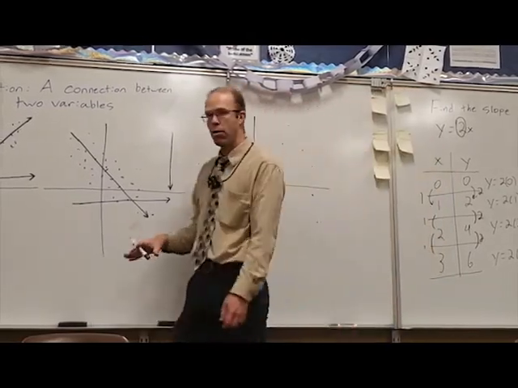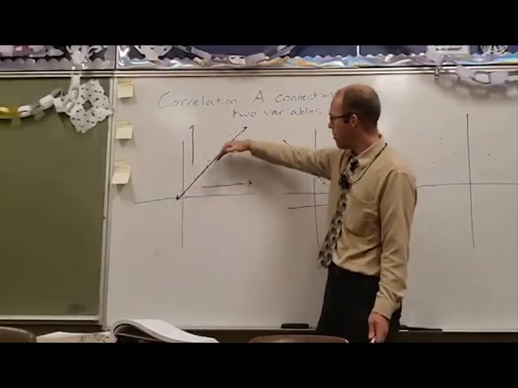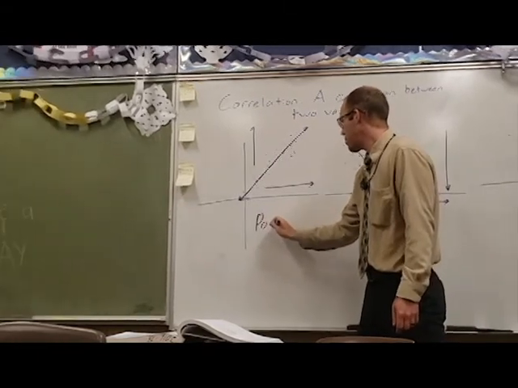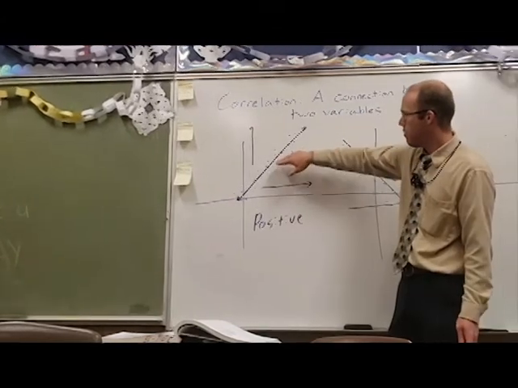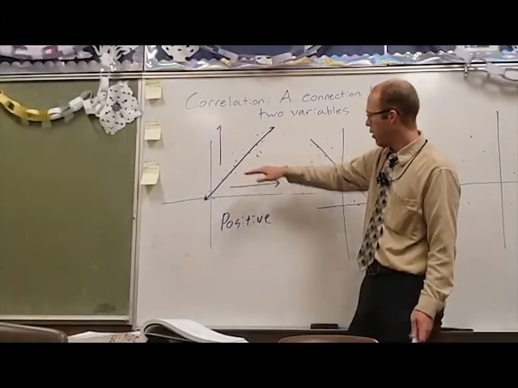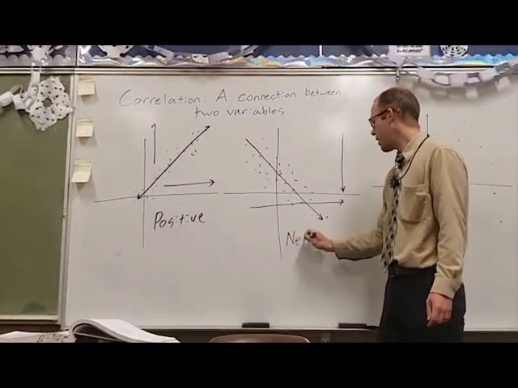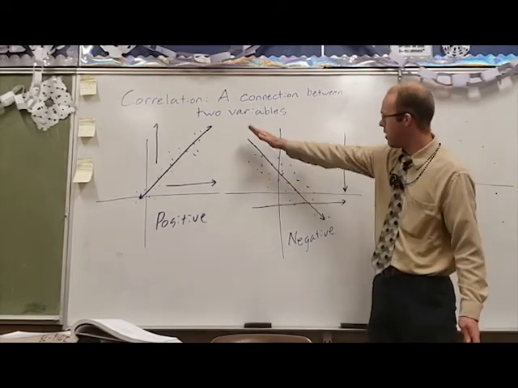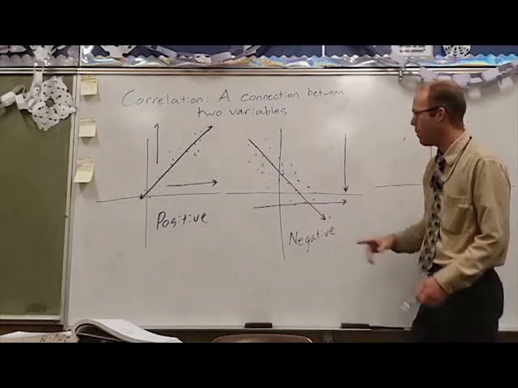All right, there's some vocabulary words that go along with these. If you see a trend where it goes up and to the right like this, we call this a positive correlation. And the reason for that is because the line of best fit, which you can see right here, has a positive slope. This one, we say, has a negative correlation because the line that fits it is going down and to the right or has a negative slope.